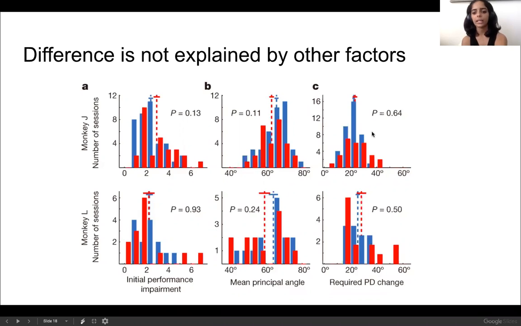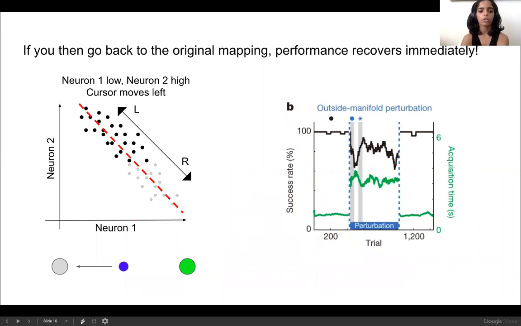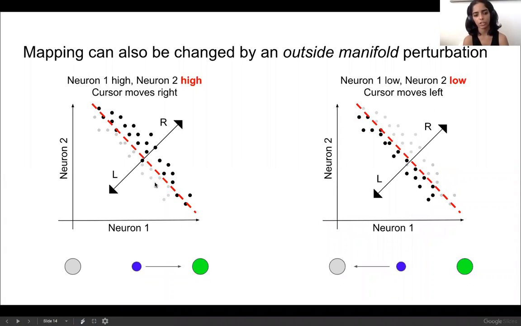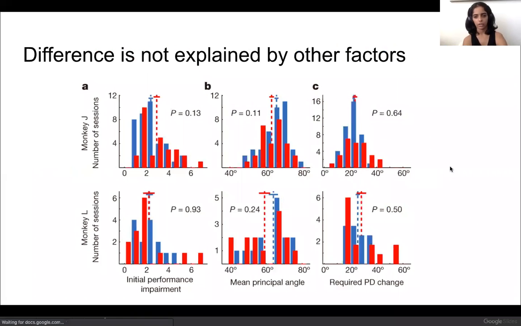And then finally, this is the required change in preferred direction. What they're quantifying here is, if you think of a single neuron, as in the example I showed you here, neuron one's preferred direction is right. That is, when neuron one's firing rate is high, the cursor moves to the right. And for neuron two, it's left, because when neuron two's firing rate is high, the cursor moves left. Similarly, in the perturbed mapping, there can be some preferred direction for these two neurons. What they're quantifying here is the average change in preferred direction of individual neurons between the original mapping and the perturbed mapping. And they show that it is again the same between the two types of perturbations.